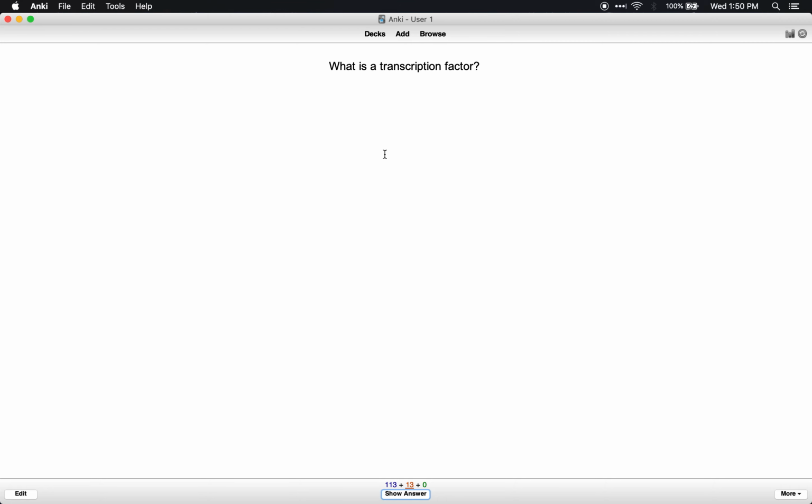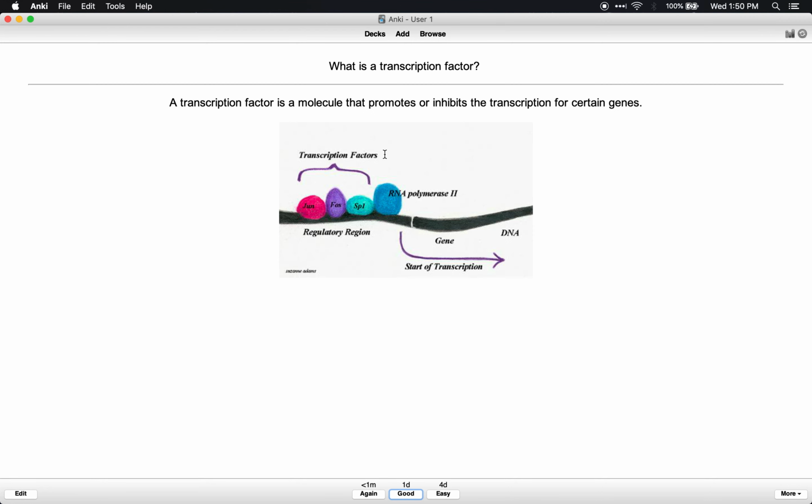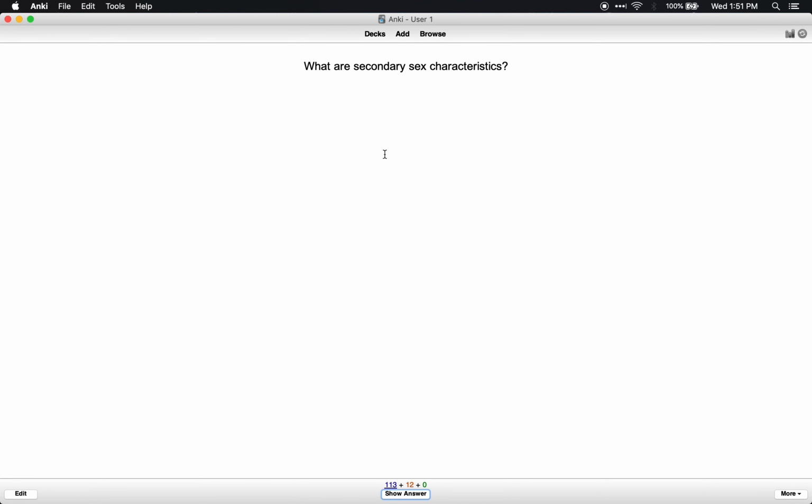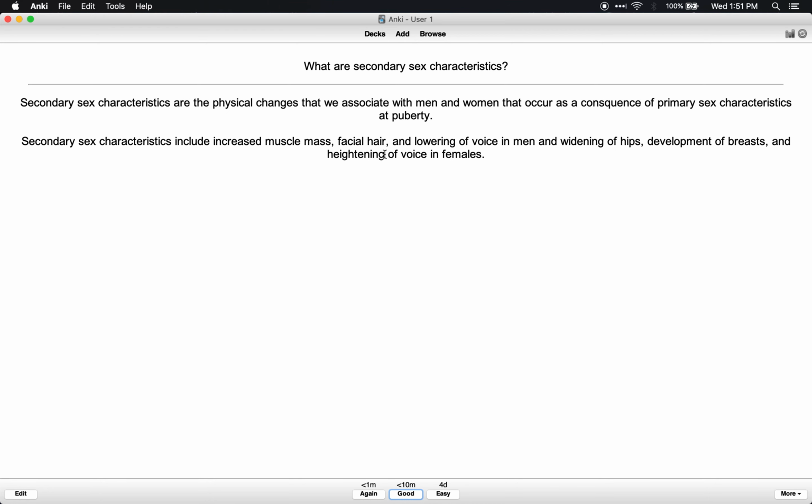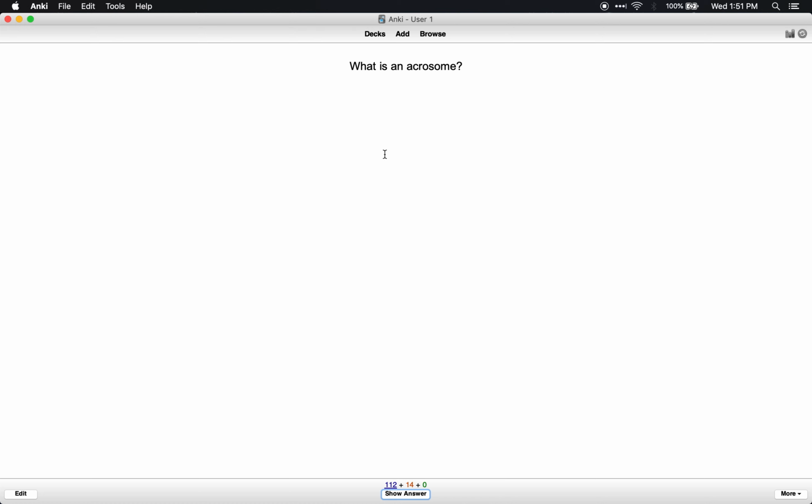What is a transcription factor? These are molecules that help out with or inhibit or activate transcription. Secondary sex characteristics. Physical changes. It's a consequence of puberty. Physical changes at puberty, basically.